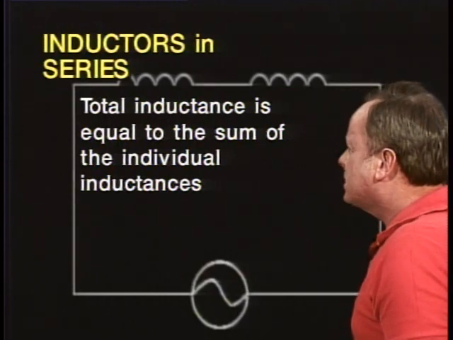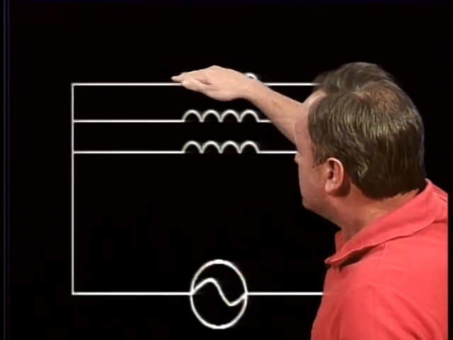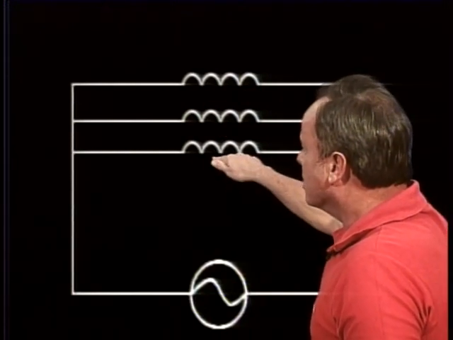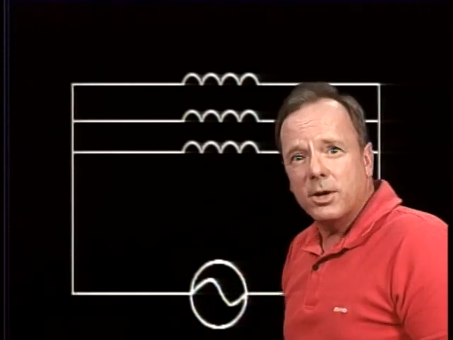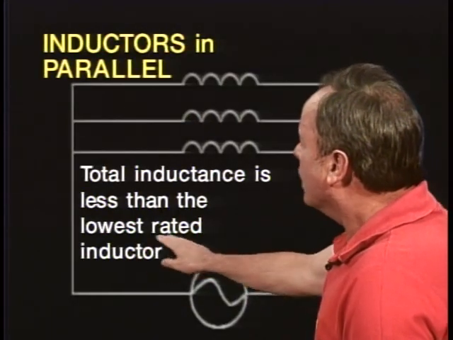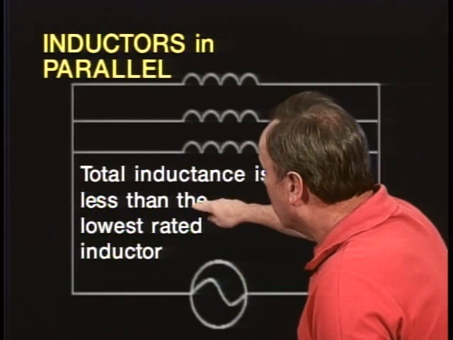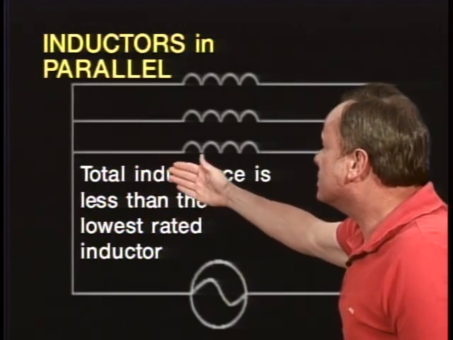Okay, now let's assume instead of having these in series, as this is, one after the other, you put these inductances in parallel with each other. Now you're going to find that there is less inductance totally. How much less inductance totally is there? Well, the total inductance is less than the lowest rated inductor of all of these. Of any one of these, is less than in any of them. This is putting inductances in parallel.